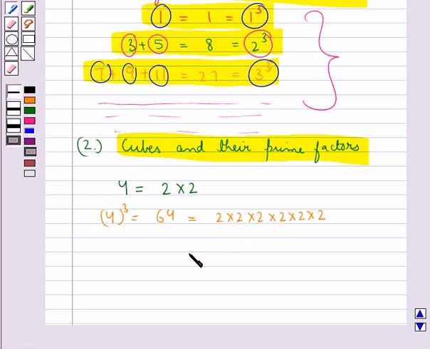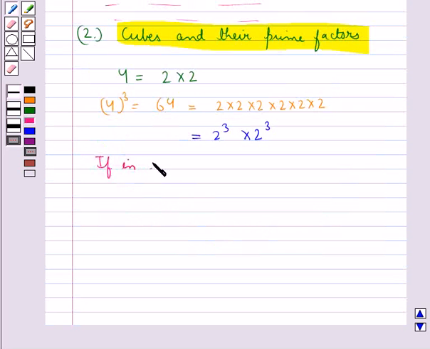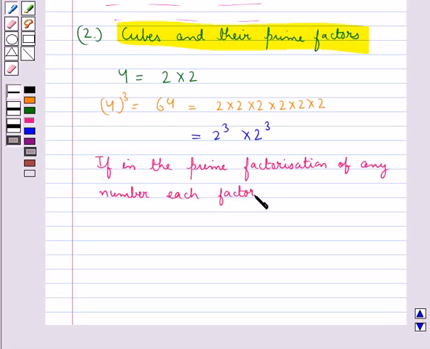We could also write this as 2 cube into 2 cube. That is, each prime factor appears 3 times in its prime factorization. Thus, we say that if in the prime factorization of any number, each factor appears 3 times, then the number is a perfect cube.